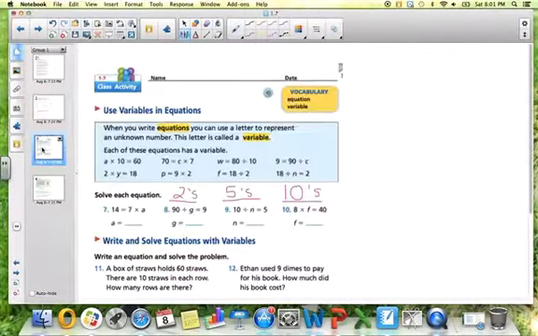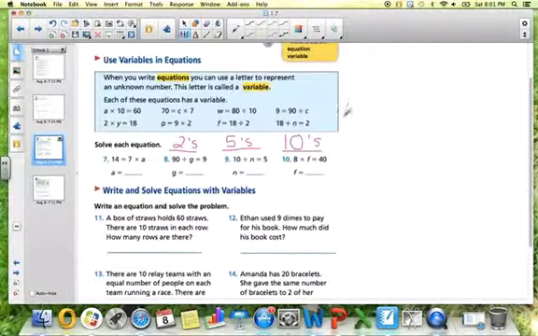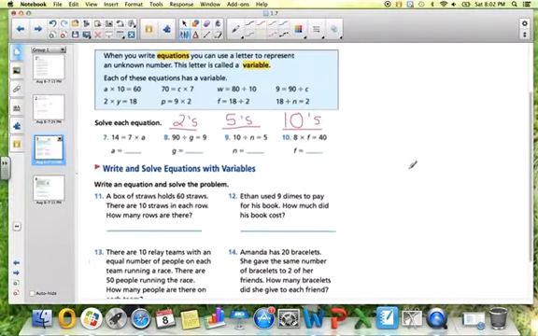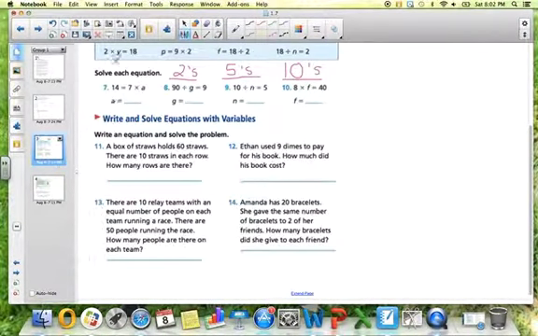Okay, moving on. So turn to what page is that? 35 in your student activity book, and we'll continue on. So this says, when you write equations, you can use a letter to represent an unknown number. This letter is called a variable, and we just talked about that in the last little slide. So each of these equations has a variable, and you can read through those if you want, pause it if you need. So we're going to move on and solve each equation.